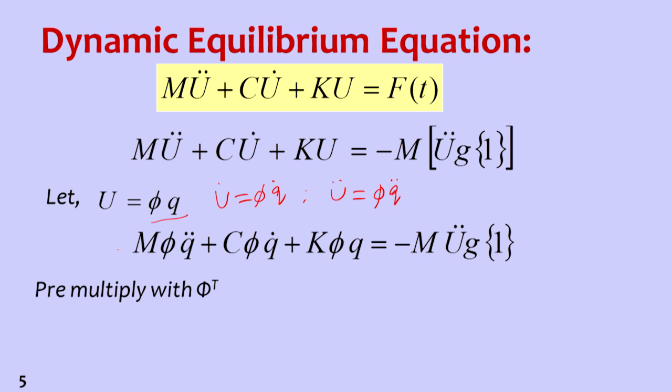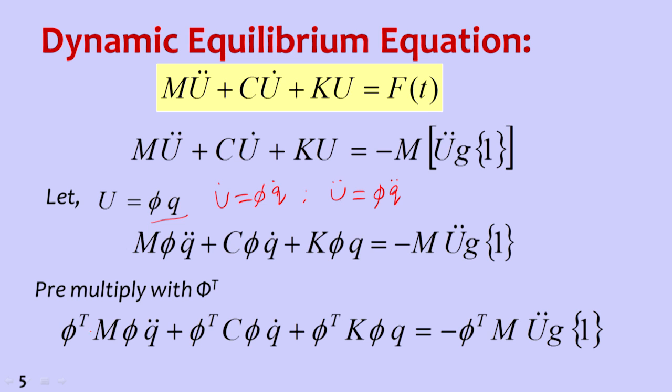Then if we pre-multiply this with phi transpose, we get phi transpose m phi into q double dot plus phi transpose c phi into q dot plus phi transpose k phi into q is equal to minus phi transpose m 1 u double dot g. Why are we multiplying with phi transpose? Phi is a modal matrix, and each phi, so phi 1, phi 2 and phi 3, is a mode shape vector. Mode shapes have a property to decouple the coupled equations because of orthogonality.